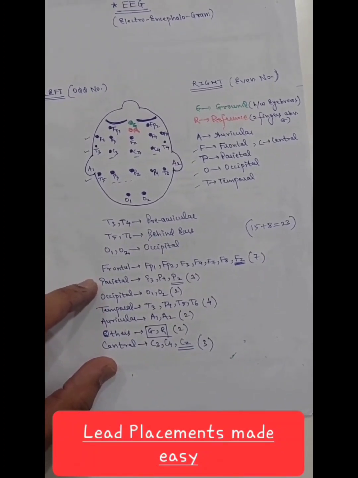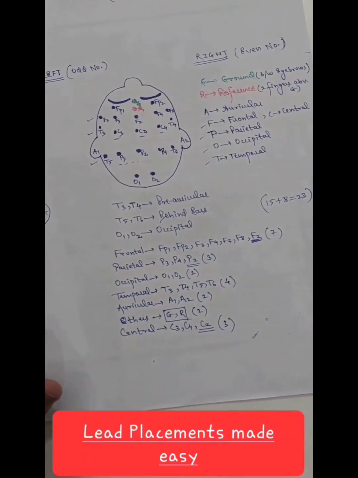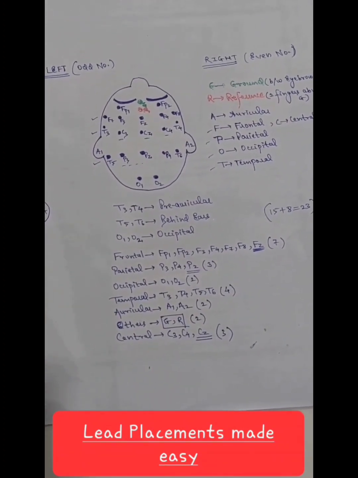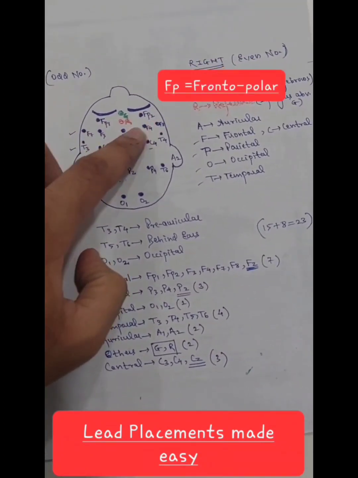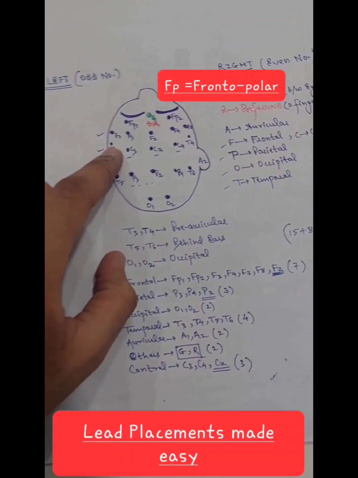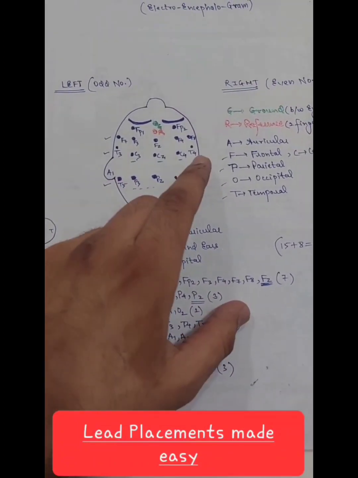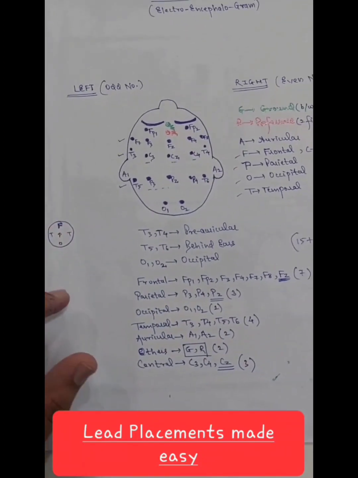There are a total of 23 electrodes, and out of that frontal are 7, parietal are 3, occipital are 2 and temporal are 4. So for these frontal electrodes, you can see FP1, FP2, then F3 and F7, as we have discussed. On the left side odd numbers are there, whereas the even numbers such as F4, F8 are on the right side.